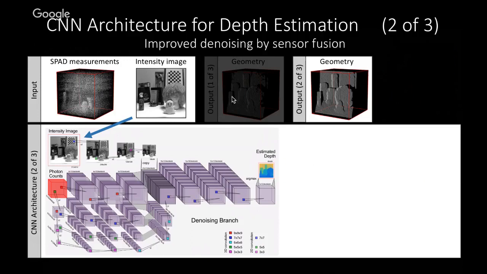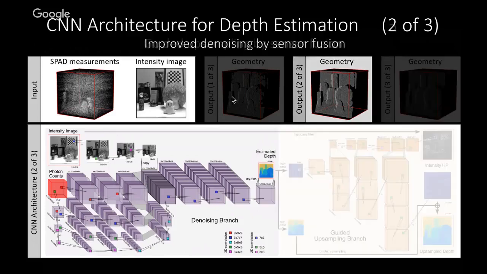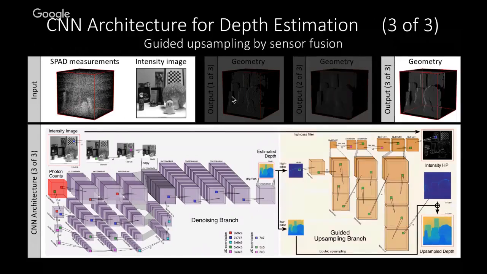Now, because the intensity image is a high resolution image and our SPAD measurements tend to be relatively low resolution, in this case 64 by 64 in spatial dimensions, we can use the intensity image to not only help us denoise the depth measurements, but also to produce a higher resolution depth measurement. So we also pass this intensity image into a guided upsampling branch of our neural network in order to help us learn an upsampled depth map of the scene, to get a denser representation of the geometry within our environment.